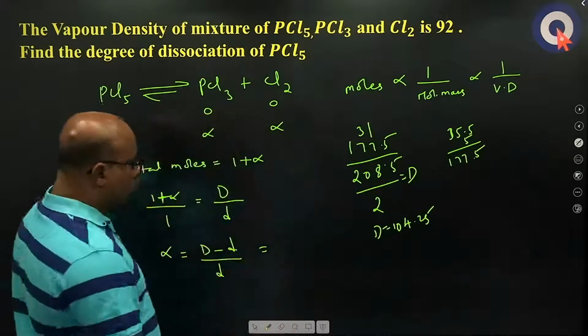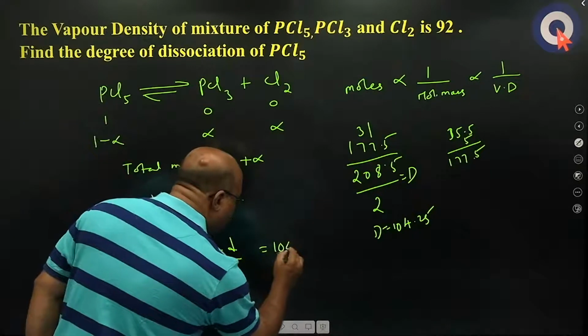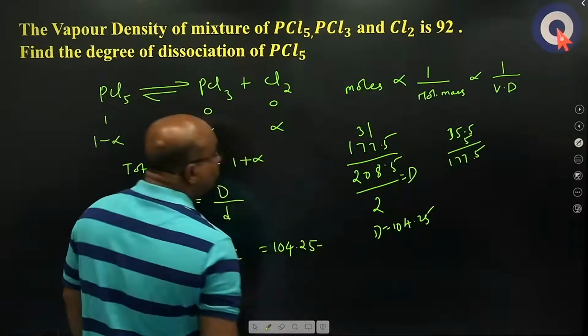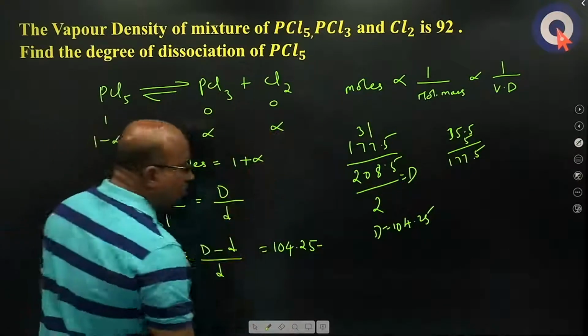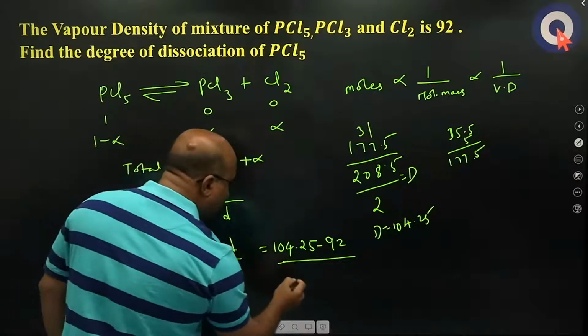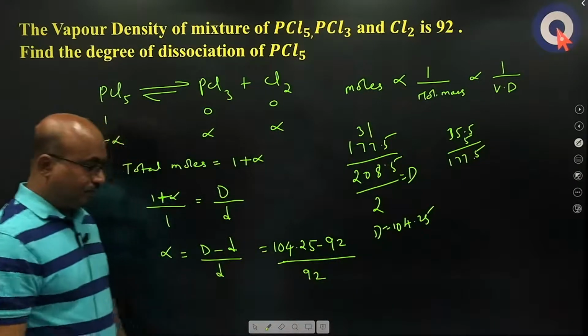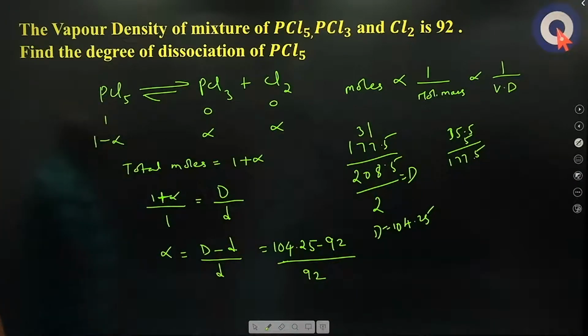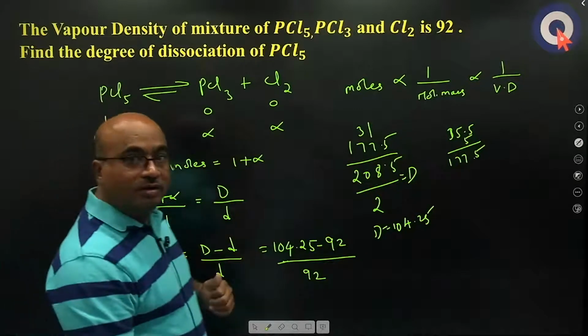Clear? So what is this now? 104.25 minus the equilibrium vapor density, which is given as 92, divided by the equilibrium vapor density, that is 92. So it's just again solving it.